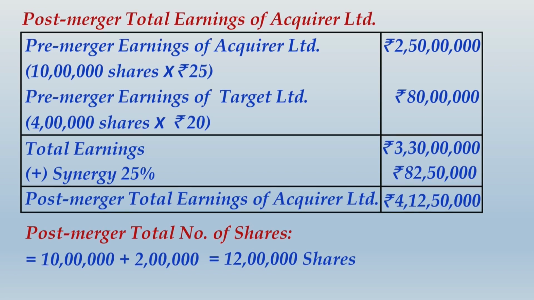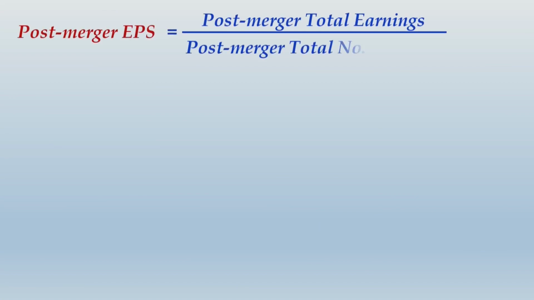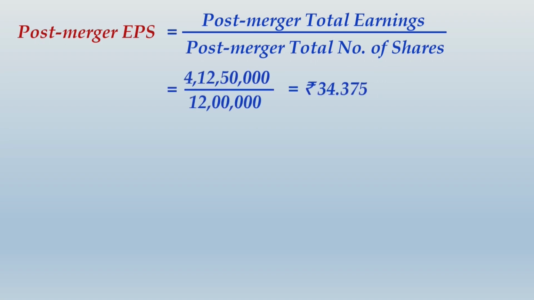Alright friends, let us move ahead and take up the other calculations. Post-merger EPS is what we have to determine. For that we need post-merger total earnings divided by post-merger total number of shares. We have now both of these pieces of information clearly available. So that will be 4 crore 12 lakh 50,000 divided by 12 lakh shares, and that will be rupees 34.375.